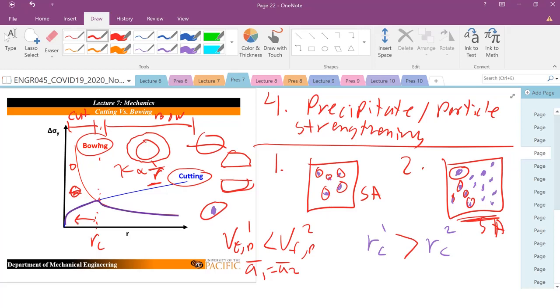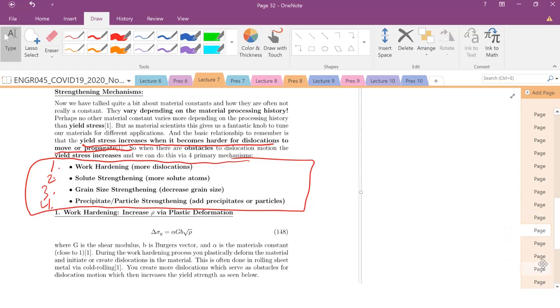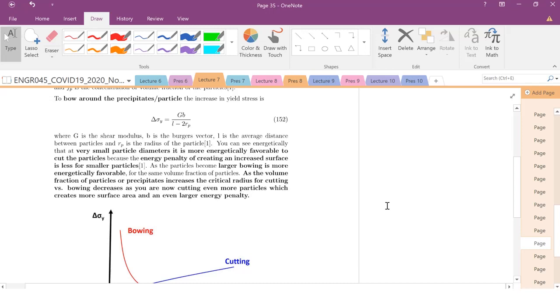That's kind of the key aspect that you can see. I'm going to go back to our lecture notes. Again, always please read the next lecture notes. It is explained, this paragraph here is critical when you're understanding cutting versus bowing. So keep that in mind.